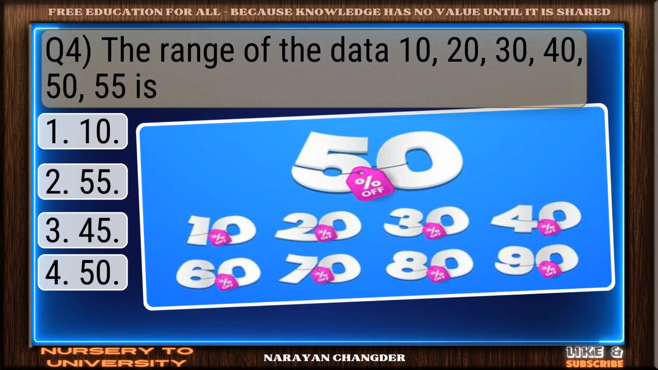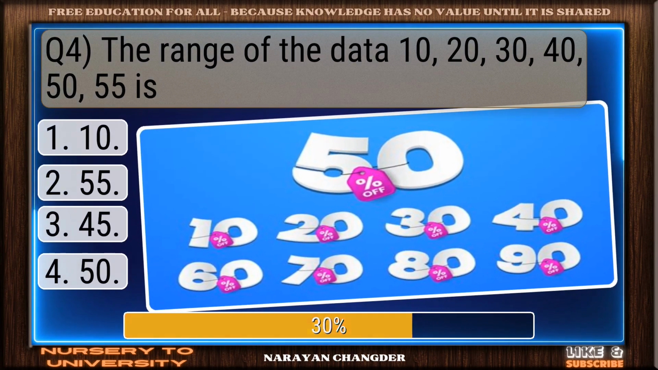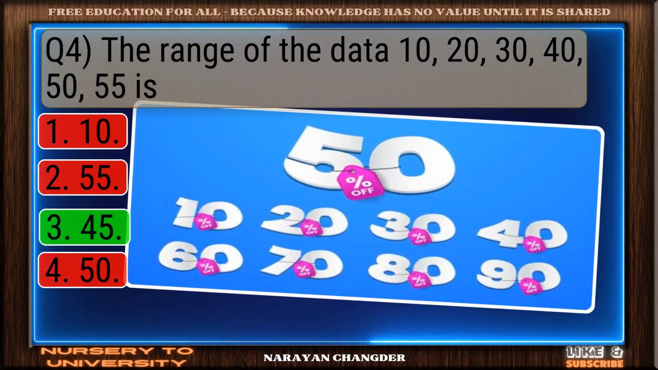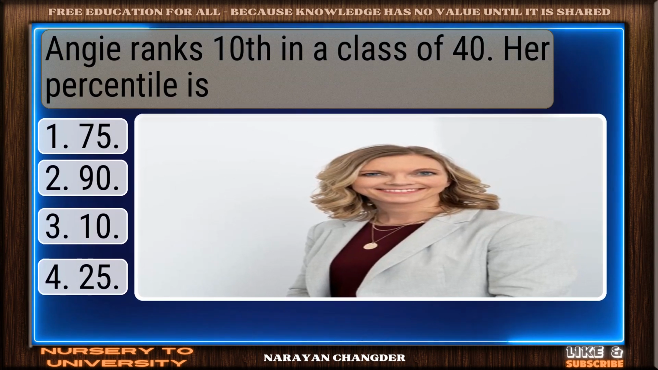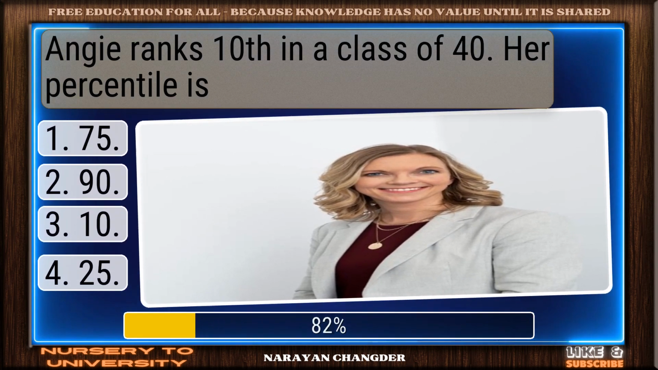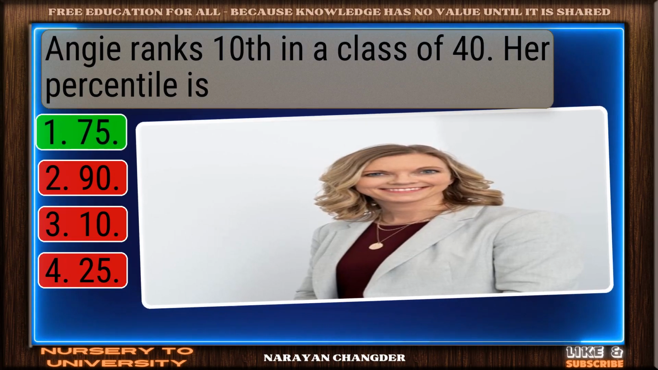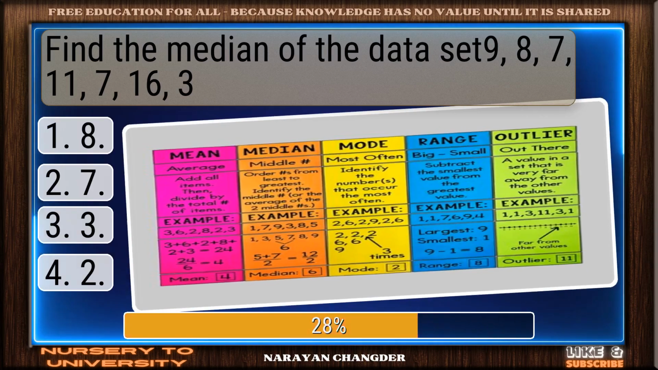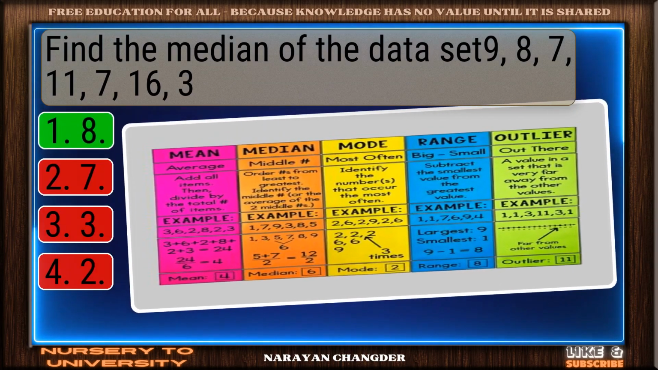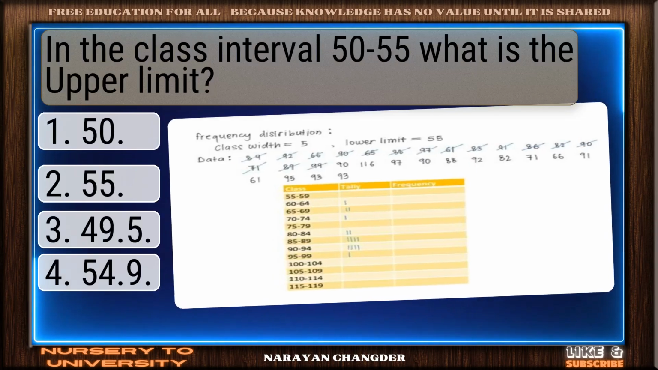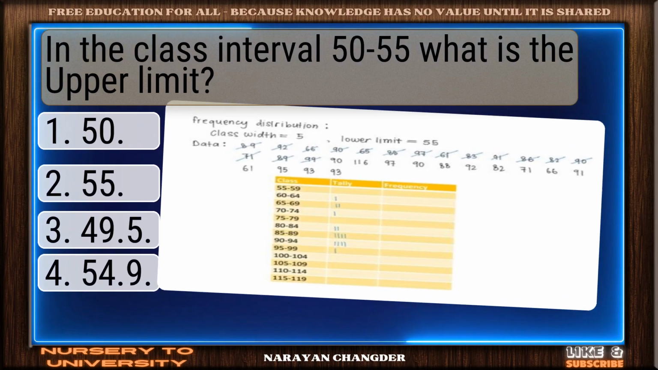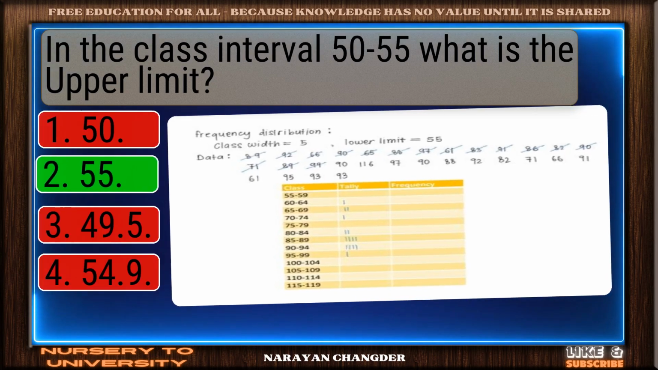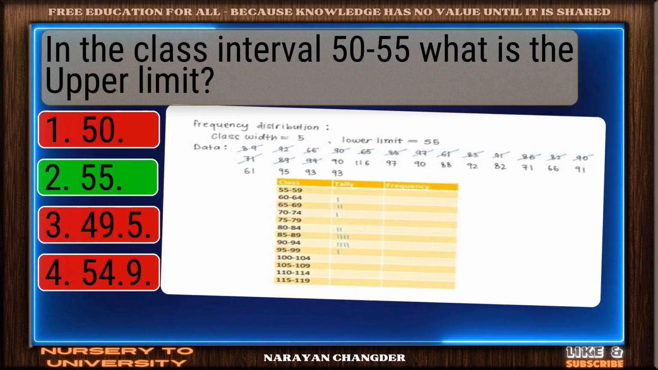Q4, the range of the data 10, 20, 30, 50, 55 is... Nicely done. 45 is solid. Angie ranks 10th in a class of 40. Her percentile is... Well picked. 75. Find the median of the data set 9, 8, 7, 11, 7, 16, 3. You chose 8. Correct. In the class interval 50-55, what is the upper limit? You're right. 55 is correct.